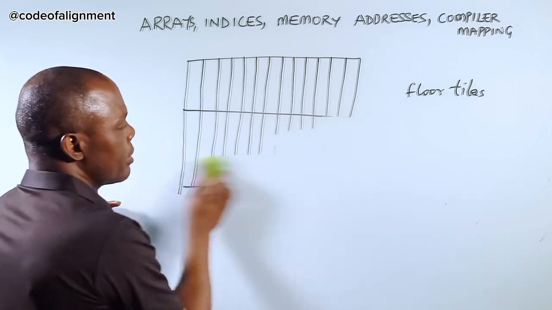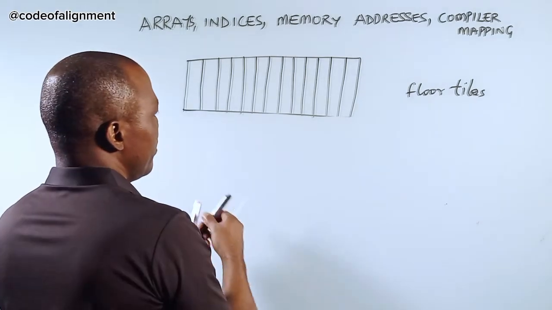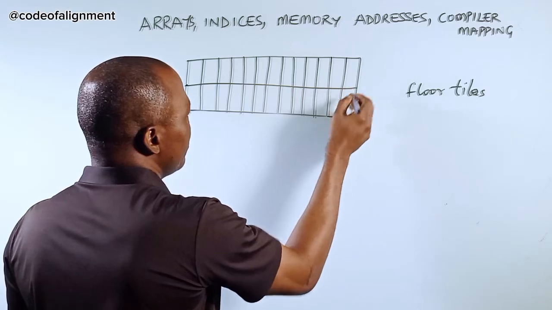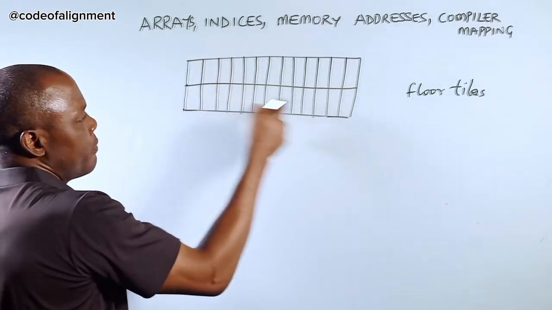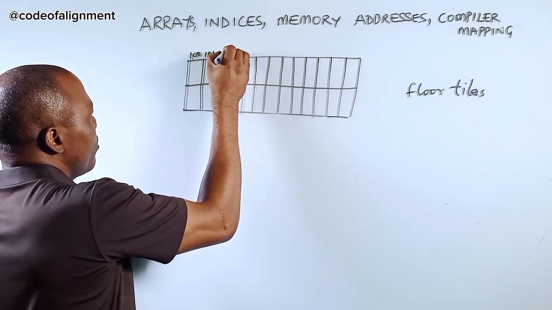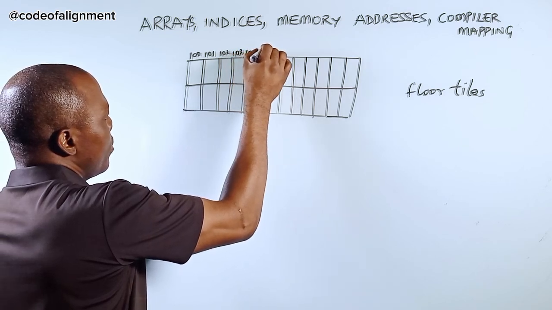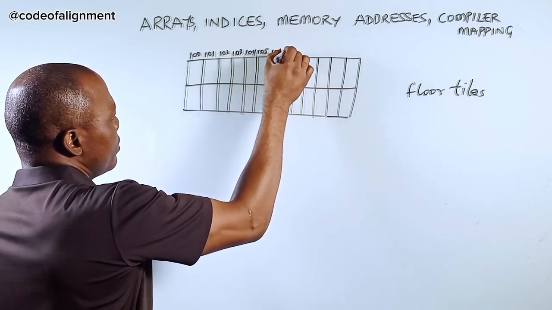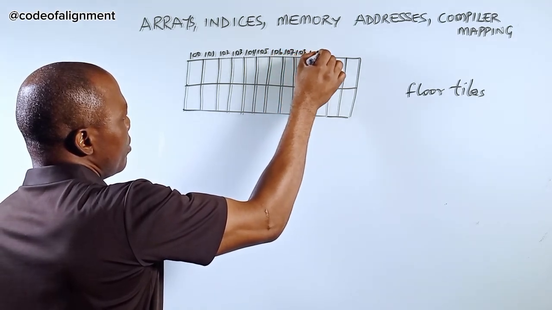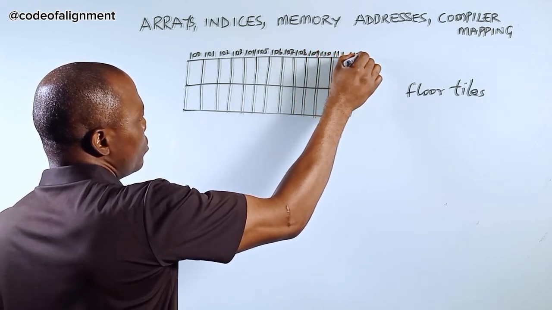Then let's divide this into this. So here, let's give the floor tiles numbers 100, 101, 102, 103, 104, 105, 106, 107, 108, 109, 110, 111, and then 112.